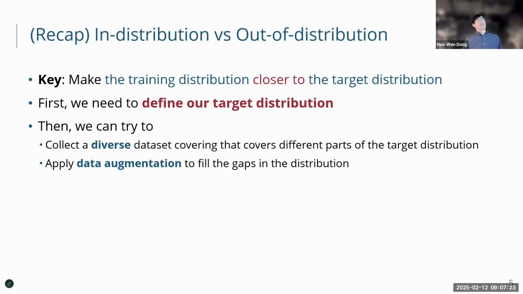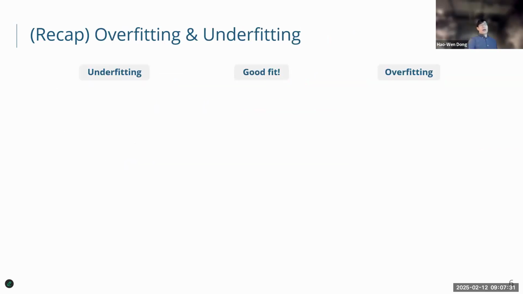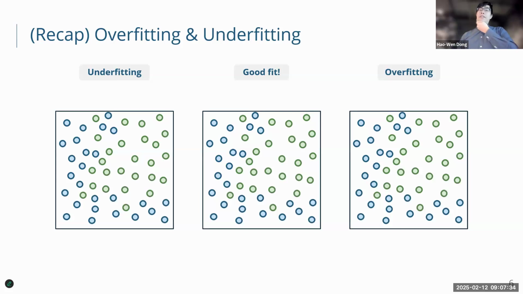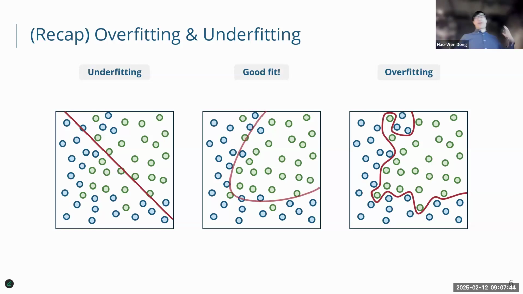So once you define your target distribution, then you can think about how you can better make your training distribution closer to that. So we talked about overfitting and underfitting. Basically the concept is that the model function shouldn't be too complex, but it shouldn't be too simple. It should be somewhere in between so that it can generalize to more data, rather than just overfit or customize too much on the particular data and the noise inside that data set.